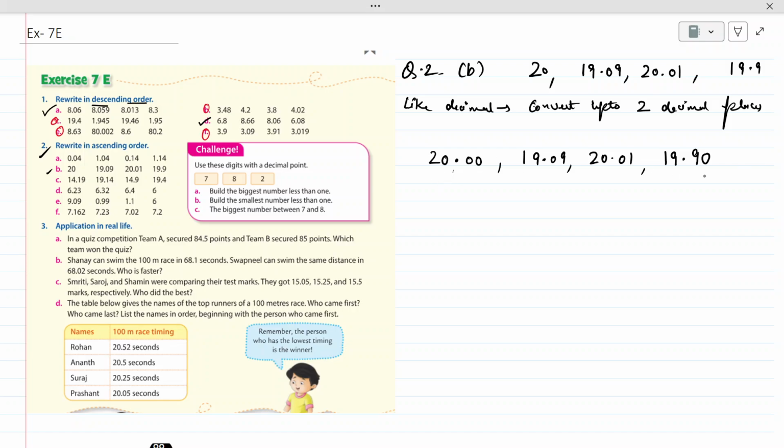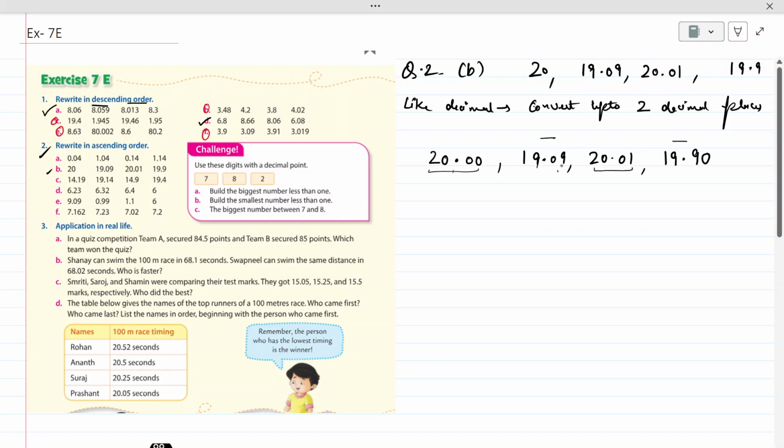So when we compare them, we have to compare the ones part, the whole number. We know that 20 is greater than 19. So these two are the biggest numbers and these two are the smaller numbers, right? So in the question, we have to arrange in ascending order. So let's do one thing. Let's check what is the smallest number here. Since 20 is greater than 19, we will consider the numbers where the whole number is 19.